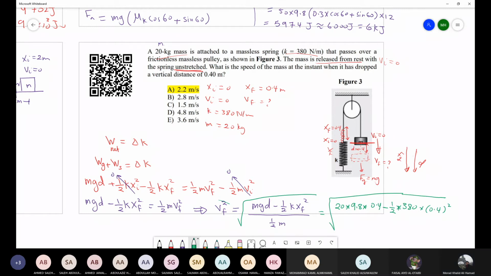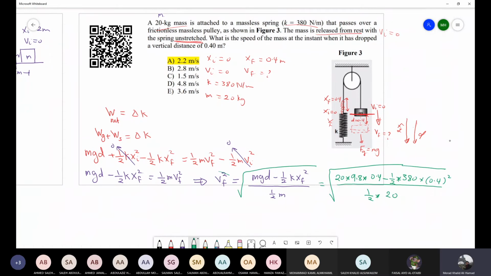Note that x final is equal to d, because the falling of the particle is equal to the stretching of the spring. They are connected in the same system, right? Yes. Divided by half times the mass, which is 20. If you calculate this one, you will get that v final is equal to 2.19 meter per second, which is almost equal to 2.2 meter per second, which is this answer. Clear, guys?